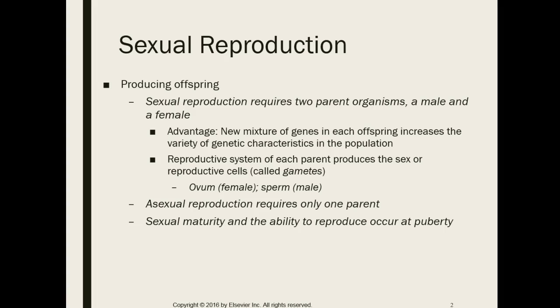The main function of the reproductive system is going to be producing offspring. In humans, this occurs through sexual reproduction, which requires two parent organisms, specifically a male and a female. So each of the parents will contribute half of the chromosomes needed to form the first cell of an offspring organism. So one advantage of this is that we get a new mixture of genes in each offspring, which is going to increase the variety of genetic characteristics.